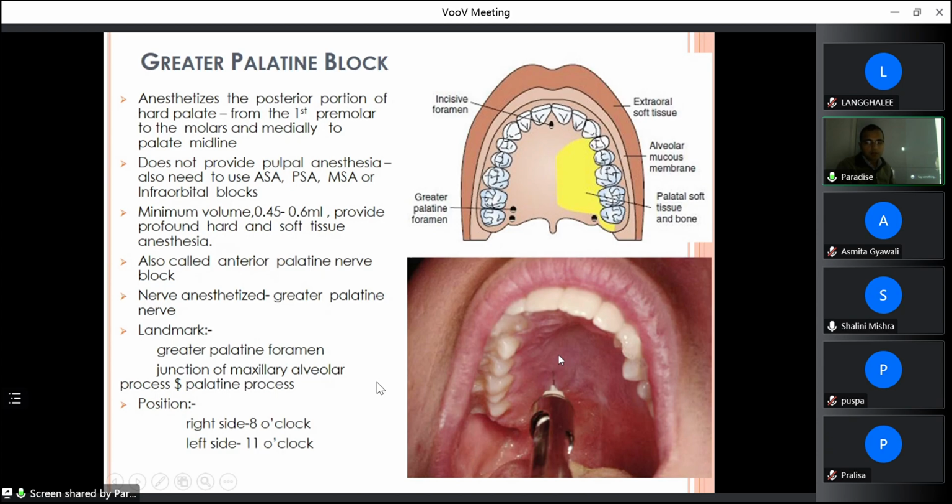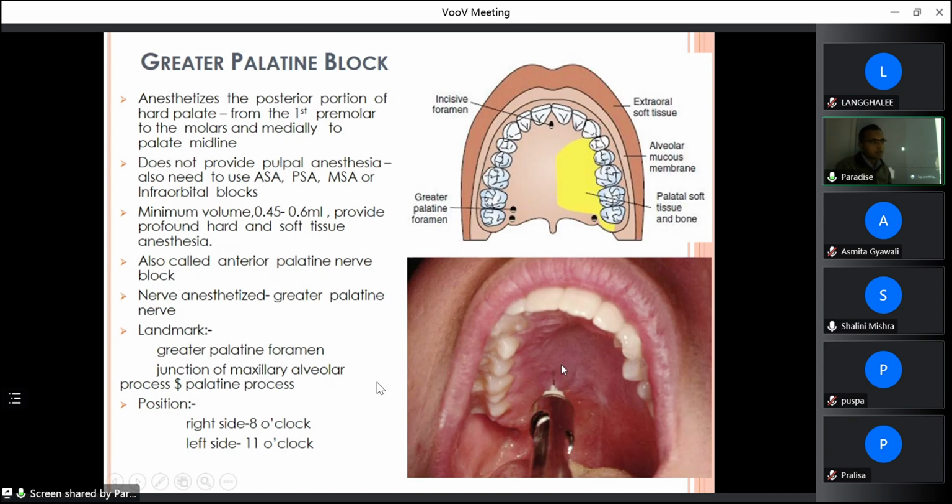So you have to approach at the junction of the horizontal part of the hard palate and the vertical part of the hard palate, about 1 centimeter medial to the marginal gingiva from the junction of second and third molar, not first and second molar. At the junction of second and third molar, there is the interdental papilla. You have to approach 1 centimeter medial to this marginal gingiva, and the needle should be perpendicular to the palatal tissue. So you have to approach from the contralateral side of the oral cavity, from the opposite corner of the mouth.